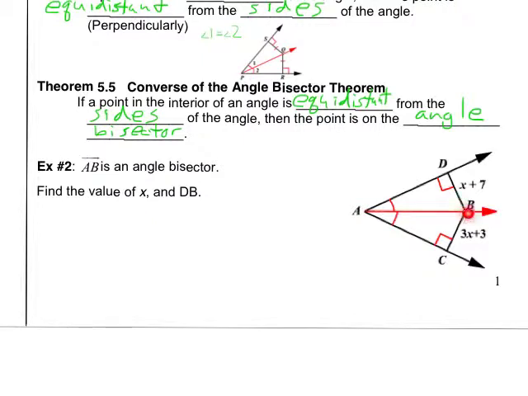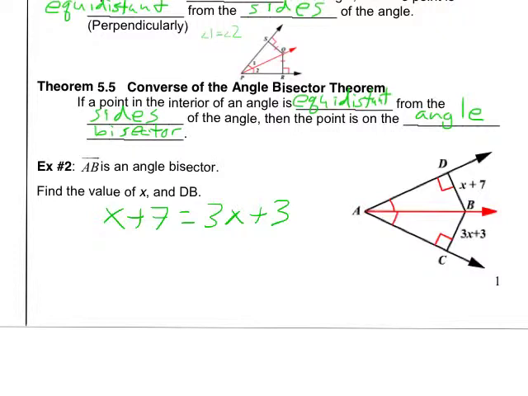That means that B must be an equal distance from this side of the angle and from this side of the angle, as long as that distance is perpendicular to the angle, right? So that line BD is perpendicular to this side, and this line BC is perpendicular to this side. So that means that these two lengths are equal. So that means we can just set them equal. So I'm going to say x plus 7 equals 3x plus 3, and we're going to just solve.